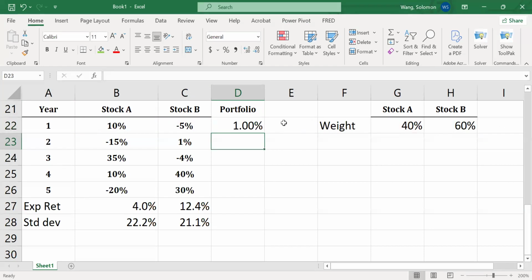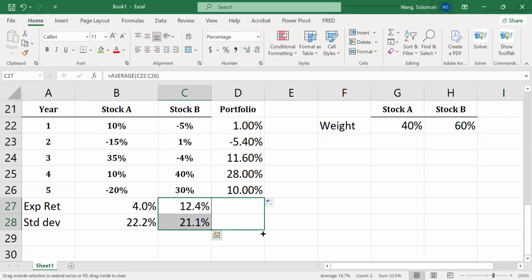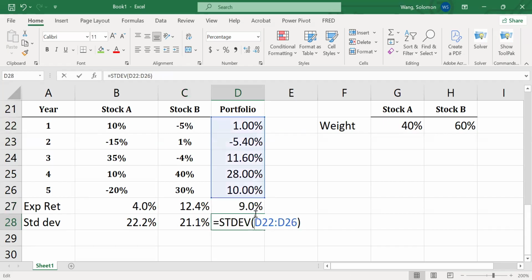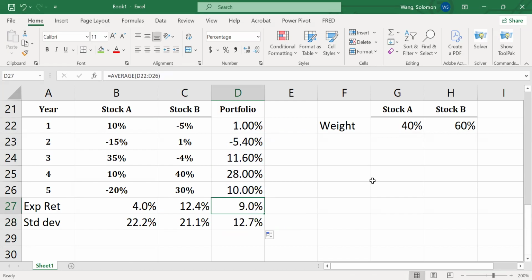Okay. And then I just drag it down. All right. And then for the expected return and standard deviation of the portfolio, I just simply select them and drag it. As you can see, the formulas are replicated here. And you're going to do the same thing in your assignments. So what's the implication?